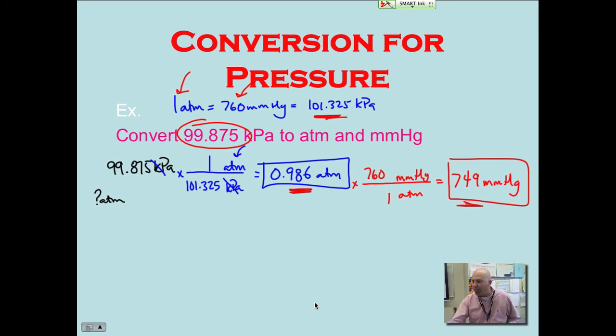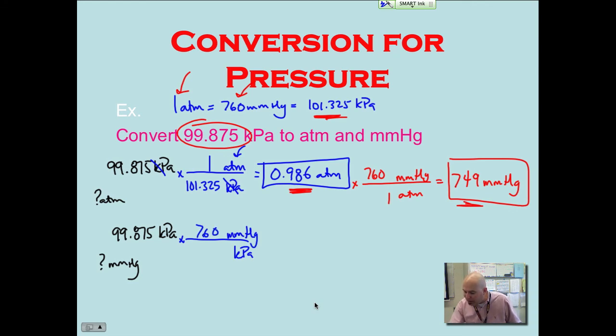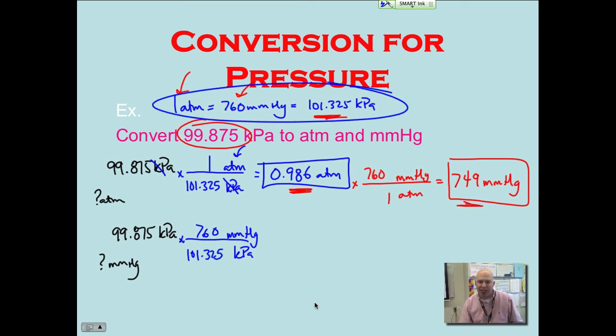Again, it would not make any difference at all if I had my 99.875 kilopascals and I wanted to go right to millimeters of mercury. I would simply X line, kPa, mmHg. I don't have to go to atmospheres. It would be 760 and the 101.325. We're just using these three numbers as our conversion factors.